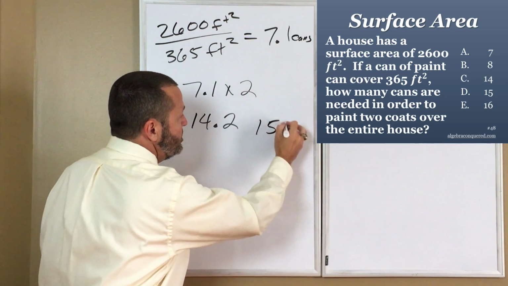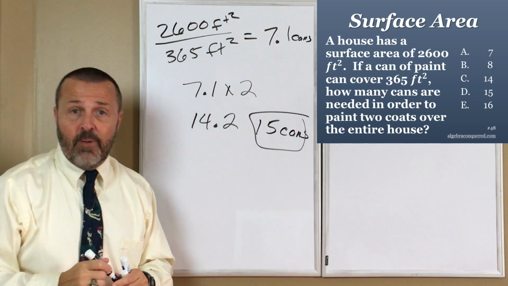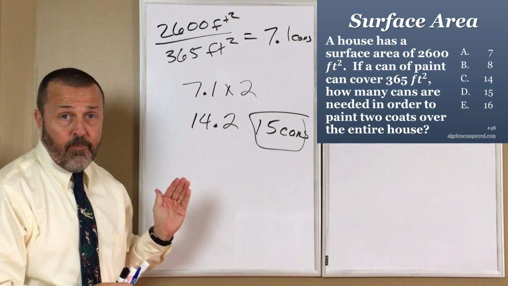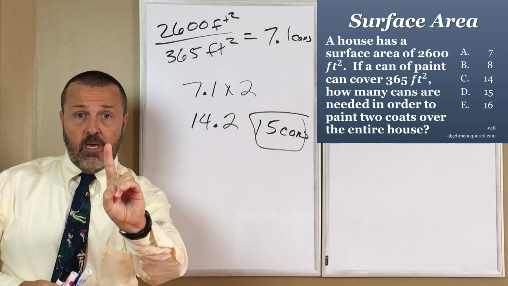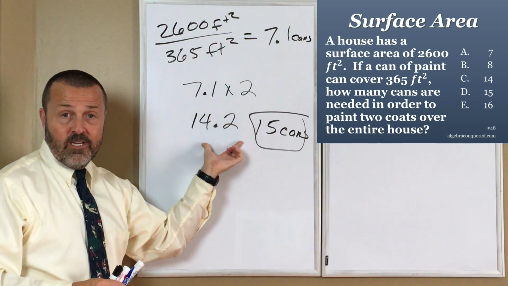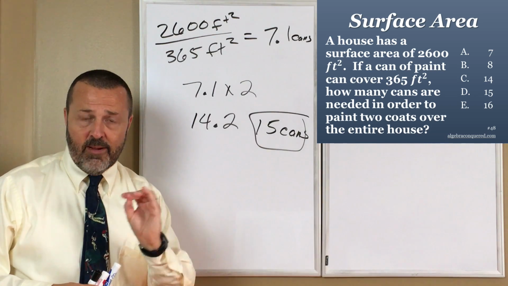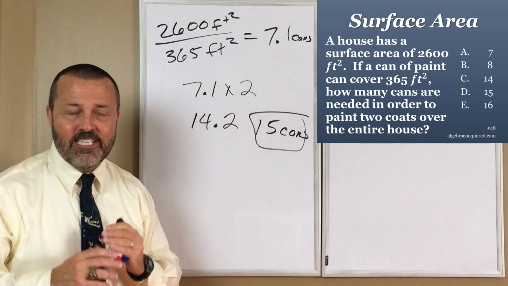But we've got to purchase 15 cans of paint, choice D, to paint our house with 2 coats of paint. Surface area problem, it's important to understand 7.1 for 1 coat, 14.2 for 2 coats, but I've got to buy 15 cans for my 2 coats of paint. If we get this one on the ACT, let's get it correct.